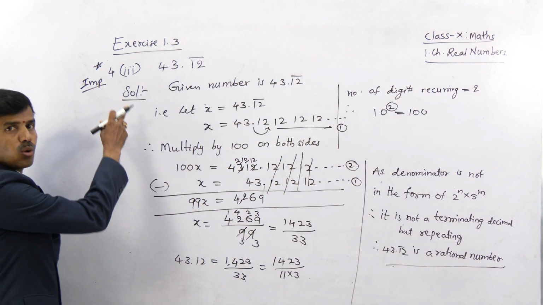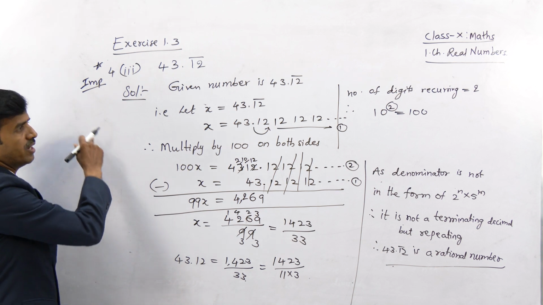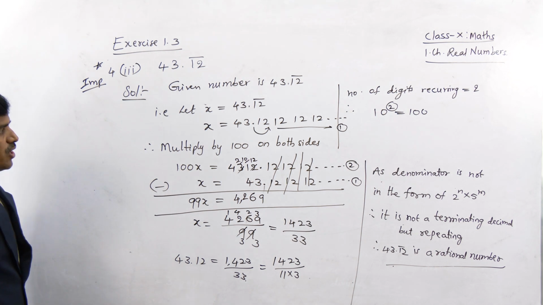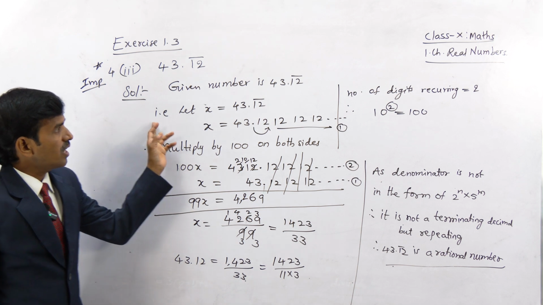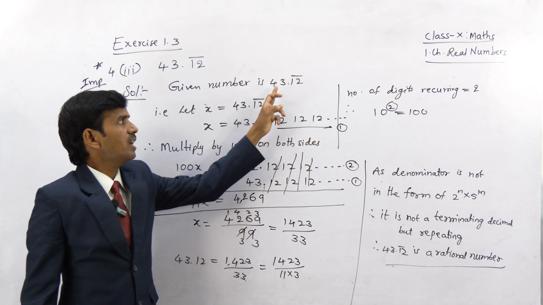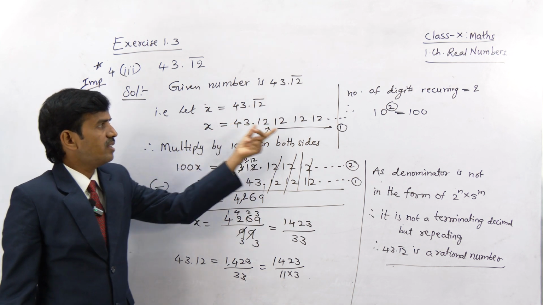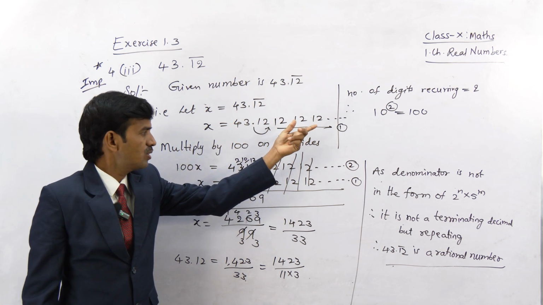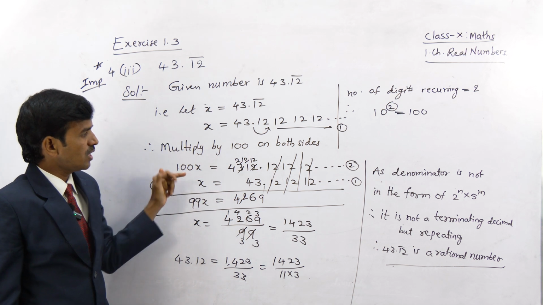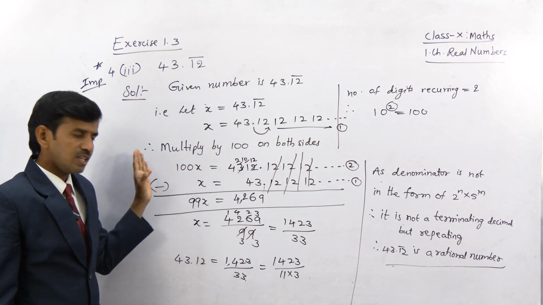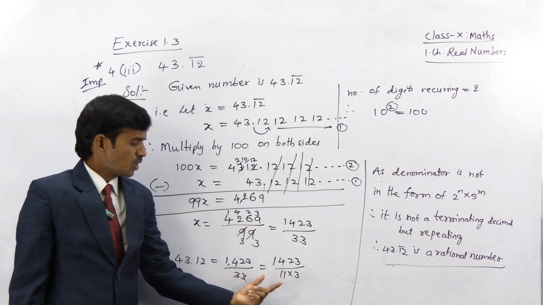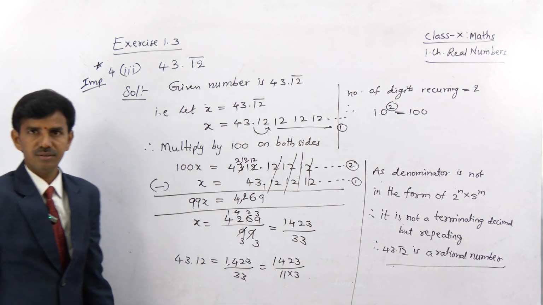So these types of problems are most important keeping in view the examinations, and you need to concentrate on what kind of logic we are going to apply on the given decimal. When it is repeating, how many digits are repeating, we need to carefully observe. With that we need to multiply, then from the first equation you will get a second equation, and by their difference we will get the required p by q form of the number.